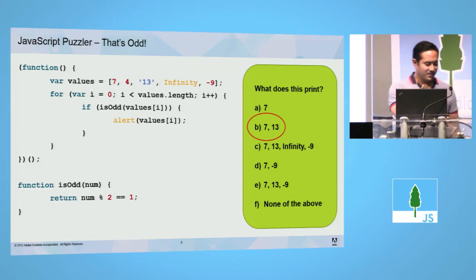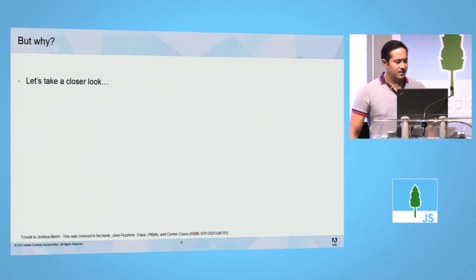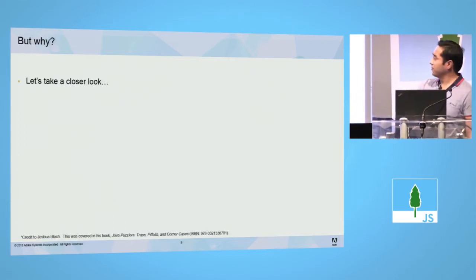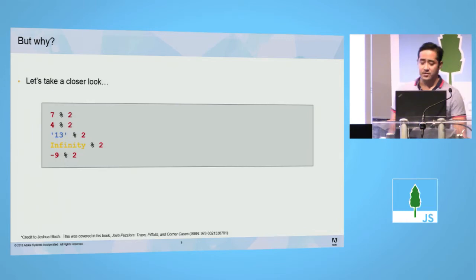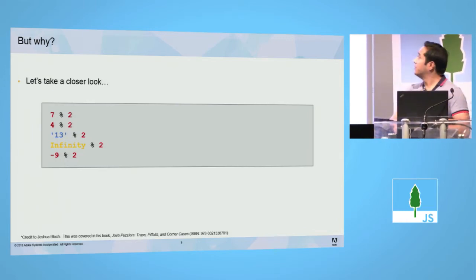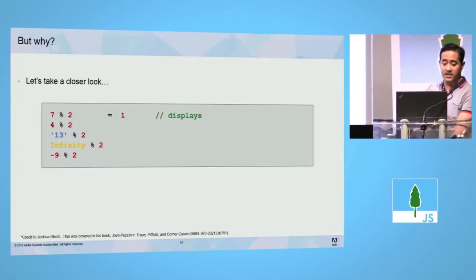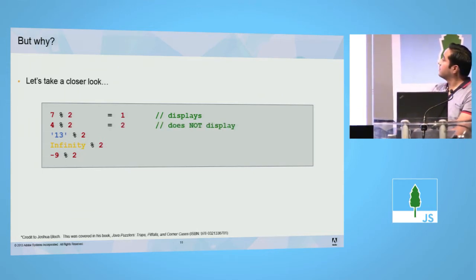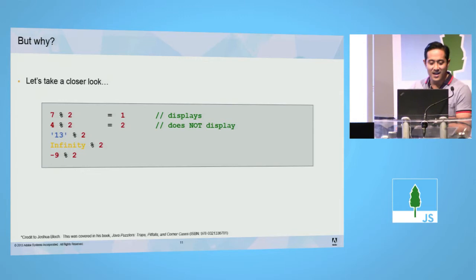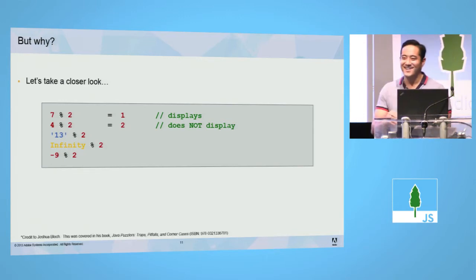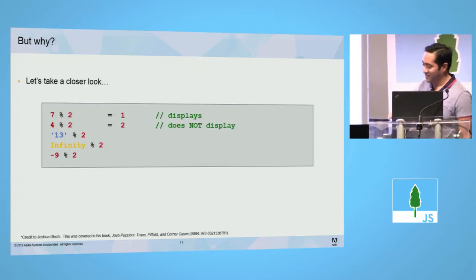B. All right. So what happened here? Why didn't -9 display? So let's take a closer look. So here are our values. So 7 mod 2, that's 1. That displays. Good. 4 mod 2. Oh, that's 0. That's a typo. That should be 0. That should not display.